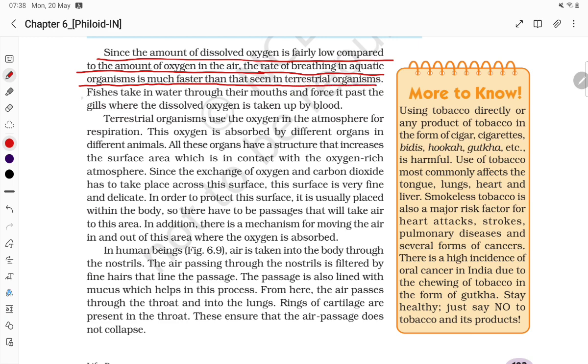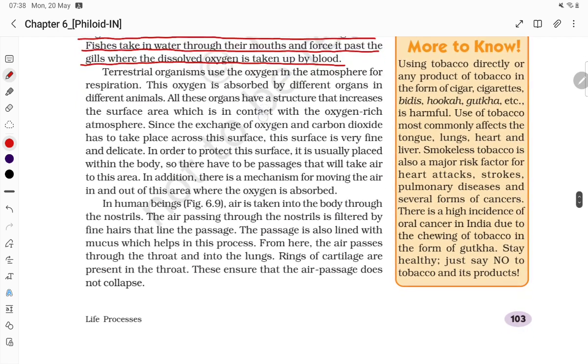Fishes take in water through their mouth and force it past the gills, where the dissolved oxygen is taken up by blood.